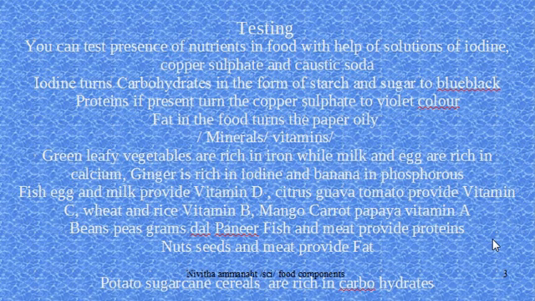Green leafy vegetables are rich in iron, while milk and egg are rich in calcium. These are the minerals. Ginger is rich in iodine and banana is rich in phosphorus. These are also minerals. Fish, egg, milk, etc. provide vitamin D.